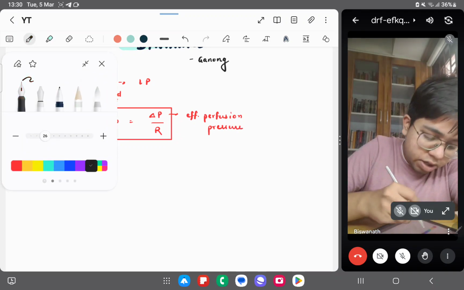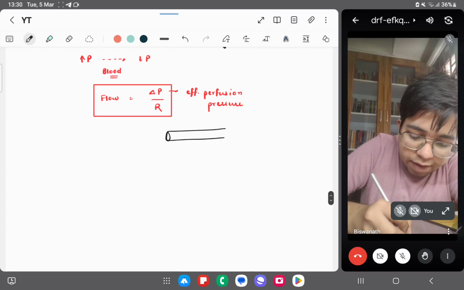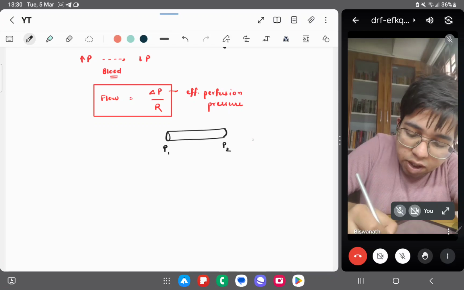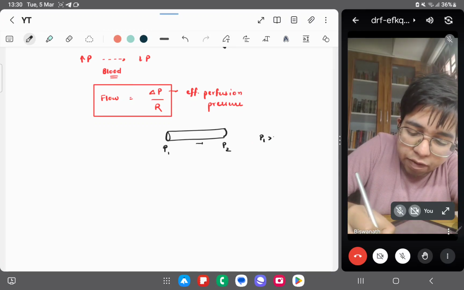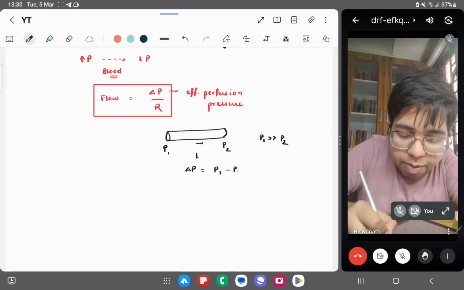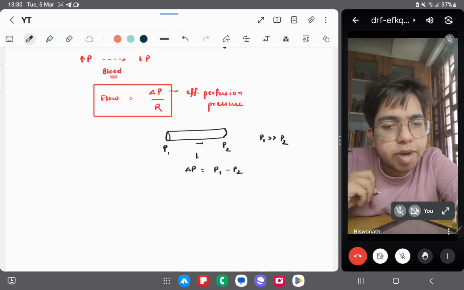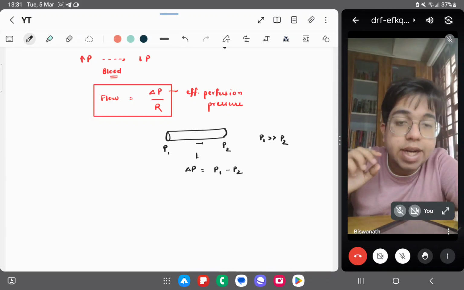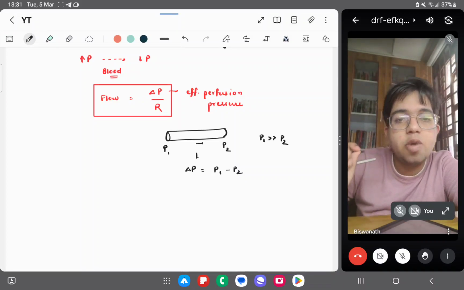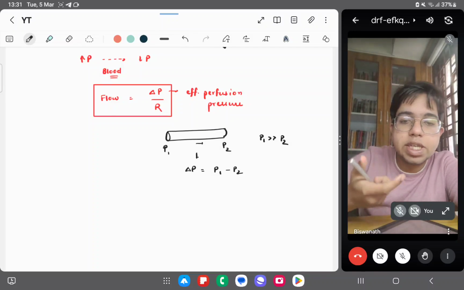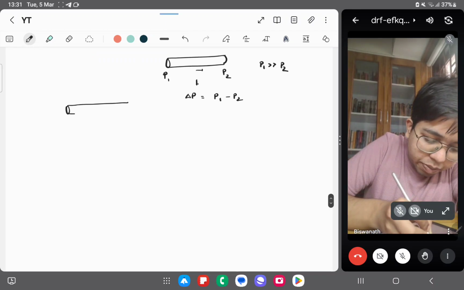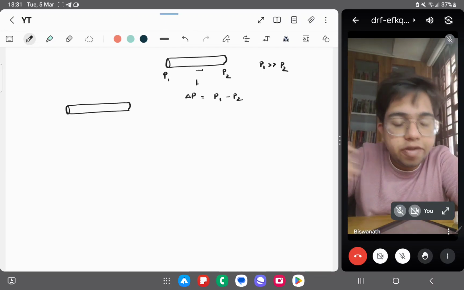What do you mean by that? Let me discuss. If this is a blood vessel, let's say the pressure is P1 here and P2 here. The blood will only flow from P1 to P2 if P1 is greater than P2, right? And this effective perfusion pressure delta P is P1 minus P2. And remember, P1 is the intraluminal pressure at the arterial end, and P2 is the intraluminal pressure at the venous end. So each capillary has an arterial end as well as a venous end. So blood flows from the arterial end to the venous end.